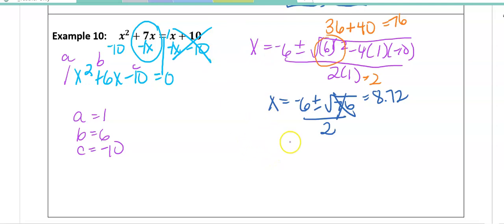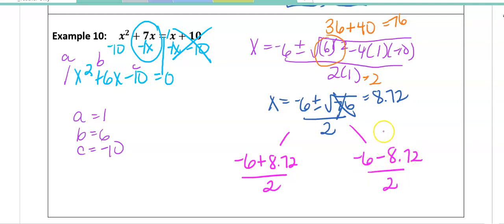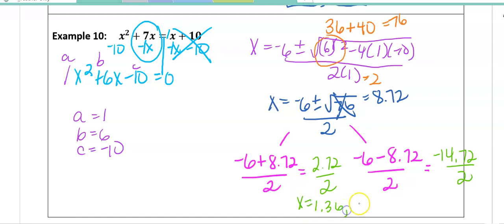So now I'm going to split it, and right down here, I'm going to do negative 6 plus 8.72 divided by 2. And over here, I'm going to do negative 6 minus 8.72 divided by 2. Okay. And for our final answer, this would be 2.72 divided by 2. And this would be negative 14.72 divided by 2. So this one would become 1.36. And this one would become 7.36.